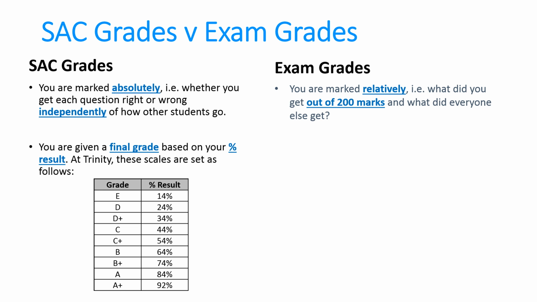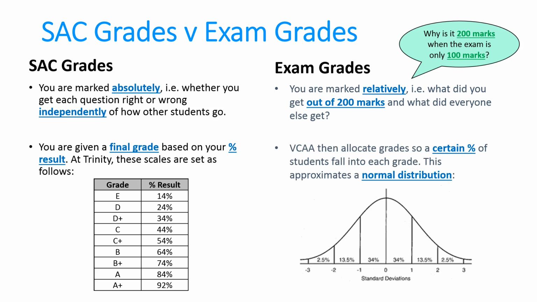Well, the exam's a little bit different. It's marked relatively, and what that means is what did you first of all get out of 200 marks, and then compare that to everybody else. First of all, the exam's only 100 marks, so why would they be marking you out of 200 marks? Well, that's because every exam is marked twice, by 2 people, and therefore your total is out of 200.